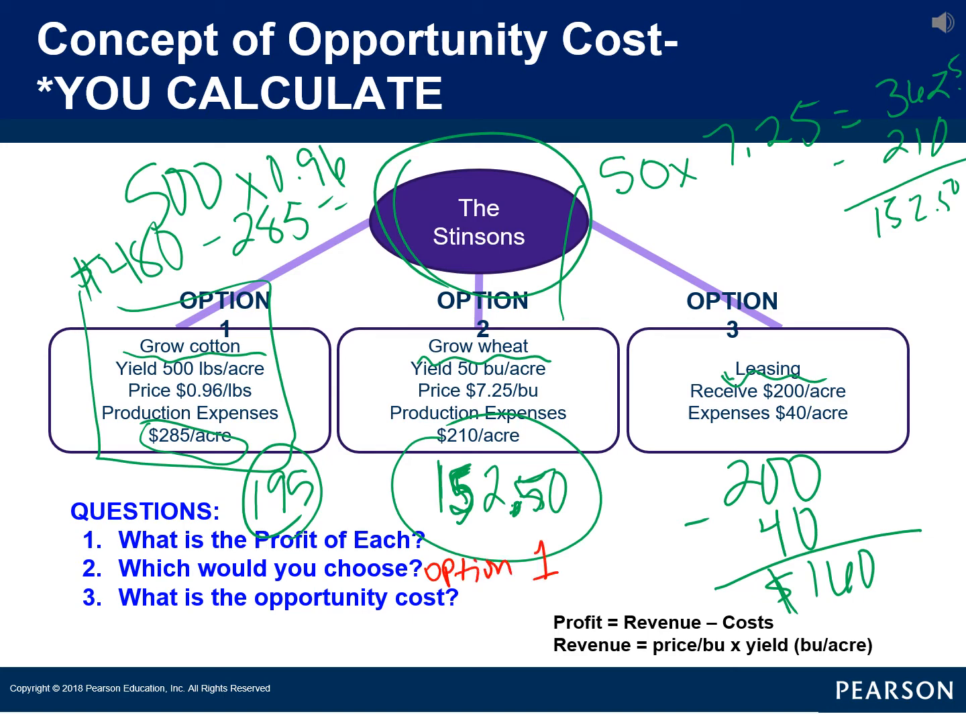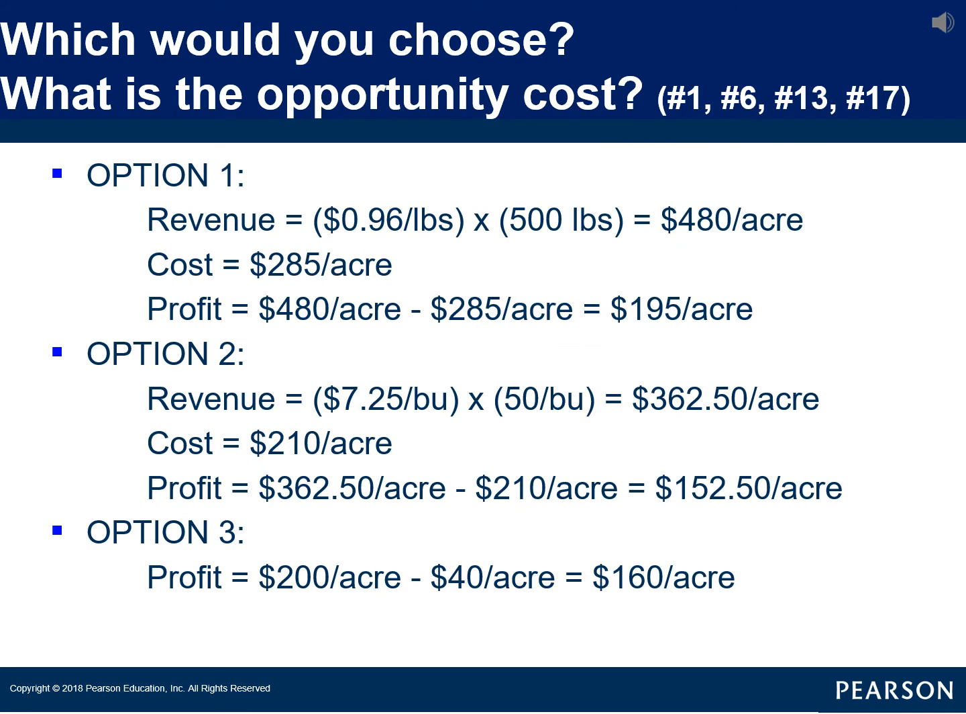And the opportunity cost, by choosing option 1, by choosing to grow cotton, you are giving up the value of the second best option. So the value of the second best option is $160. So what is the opportunity cost? $160. Are you okay with giving up $160 to make $195? Yes, you are, because it's $35 more. Okay? And let's just see if our work was correct, which it was. We had all of those same numbers, so we're good there.